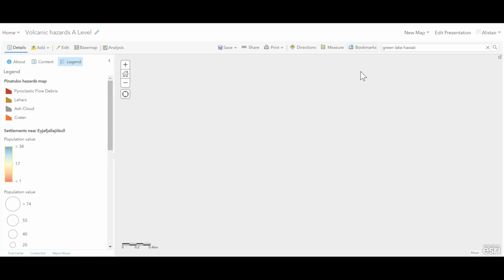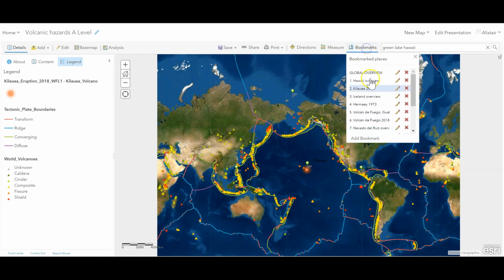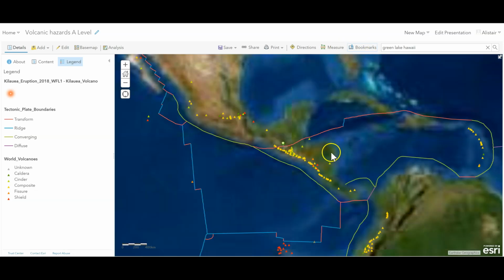Next up, we're going to go to the place which is actually our case study later on, and it's Volcán de Fuego in Guatemala in Central America. So let's zoom on in there to see where we're at.